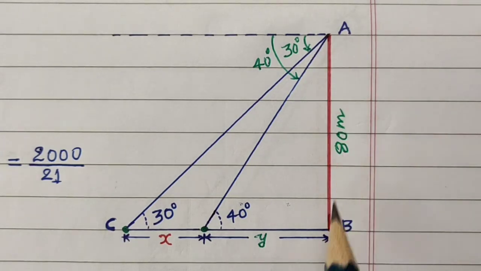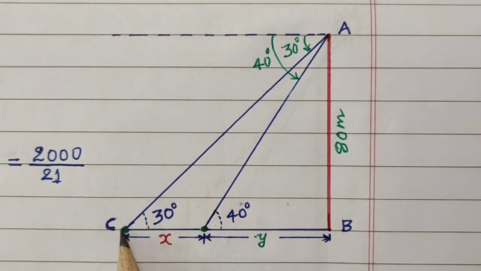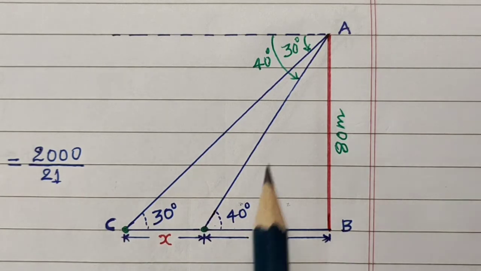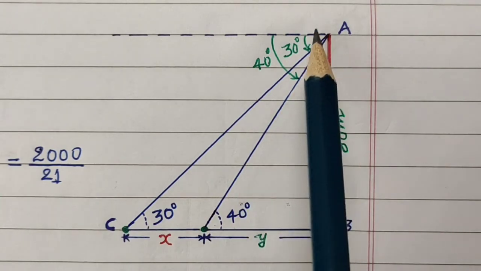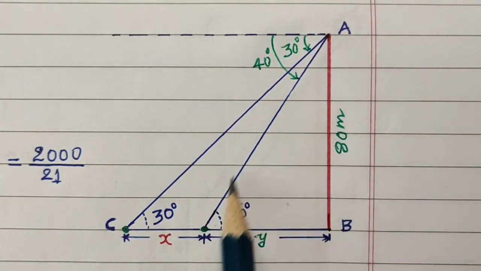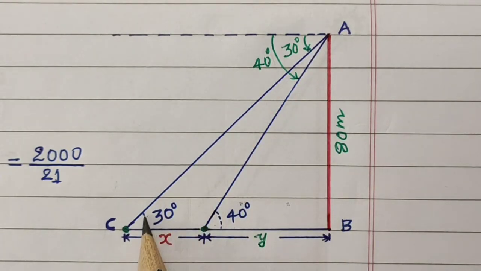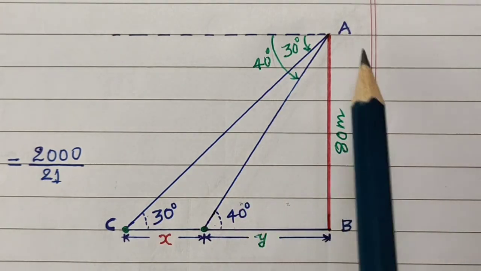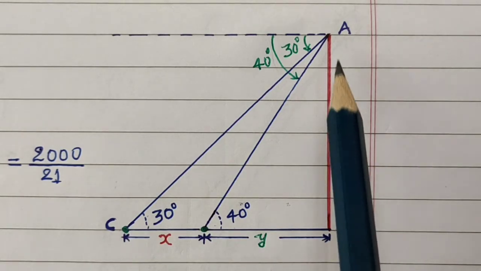This is a lighthouse which is 80 meters tall. There are two ships here. So we need to find out the distance between the two ships. When you observe from the top, the angle of depression of one ship is 30 degrees. The angle of depression of the other ship is 40 degrees. And this angle is equal to this angle because of alternate angles, and this angle is equal to this angle, that is 40 degrees. So this is the height of the lighthouse, that is 80 meters, as given.